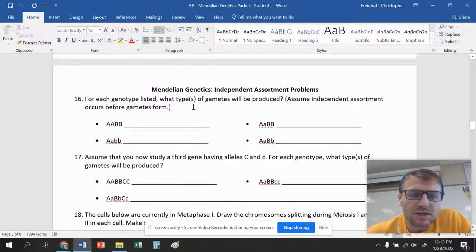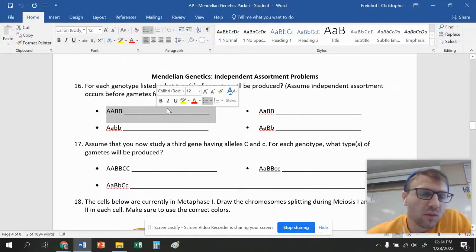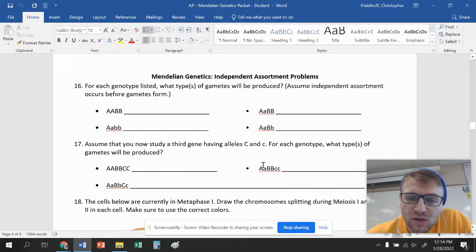The next page here, this is page 4, I think. This is independent assortment. You can see here, this is asking you to identify what the gametes will have. For example, this first one, there's only one because you have to give a single letter from each of these genotypes, like big A, big A, big B, big B. You're going to give one of those A's and one of those B's, and the only combination is big A, big B. However, for this one, you have 2 combinations because it could be big A, big B, little c, or little a, big B, little c.